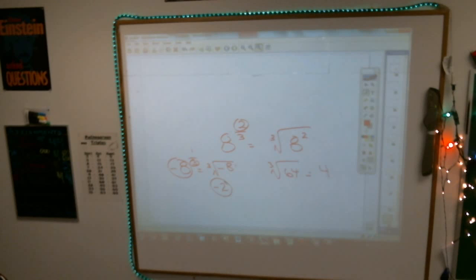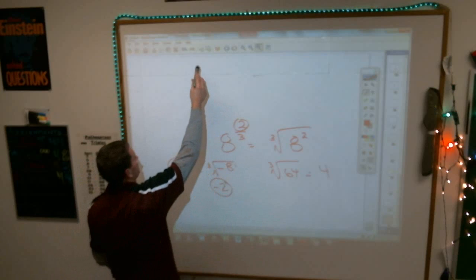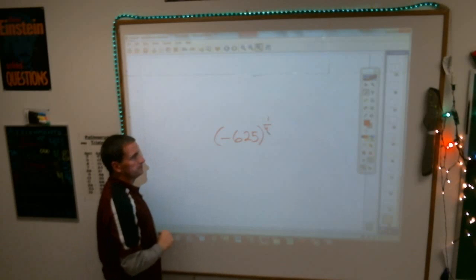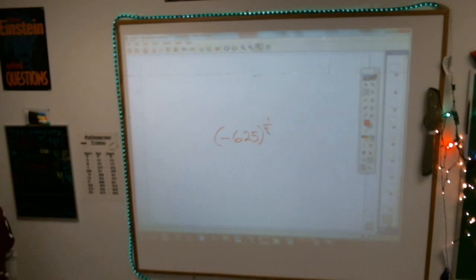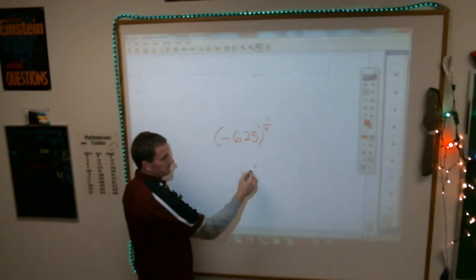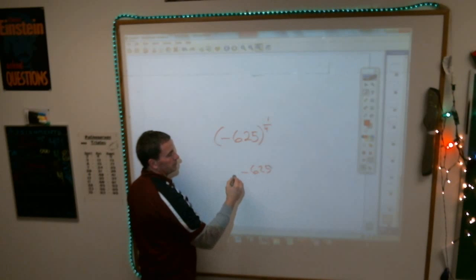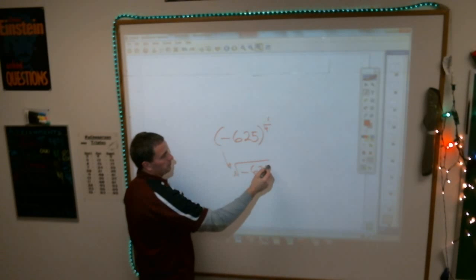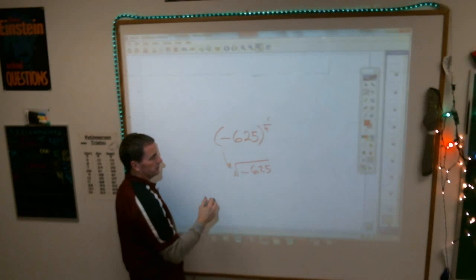266. How about this one? This one actually comes out of the book. -625 to the 1/4 power. Changes to -625 under the radical sign with the 4th as the index number. You could put the 1 there, but you don't have to. It's not going to change it.